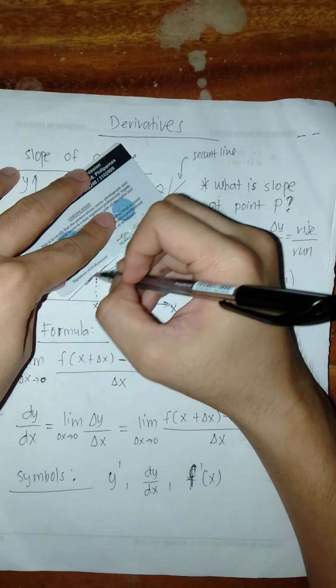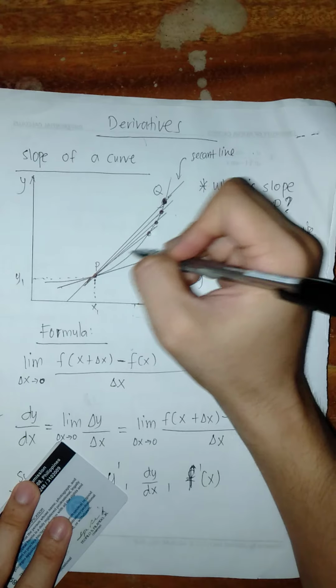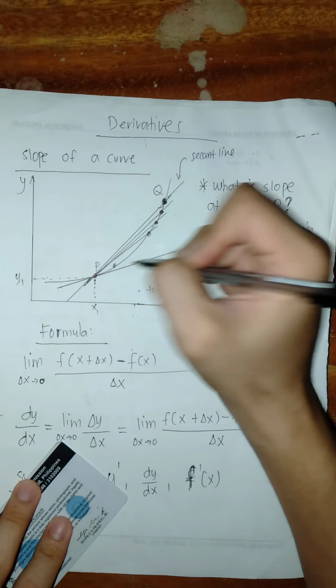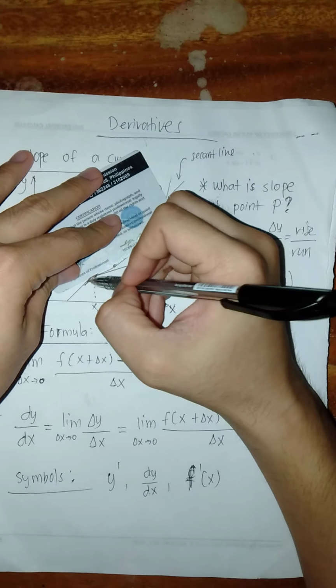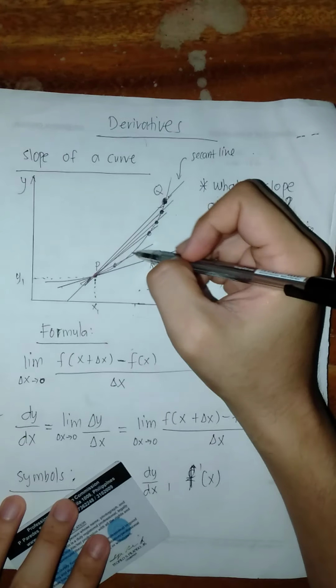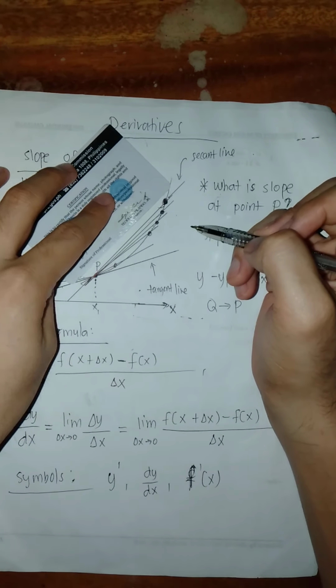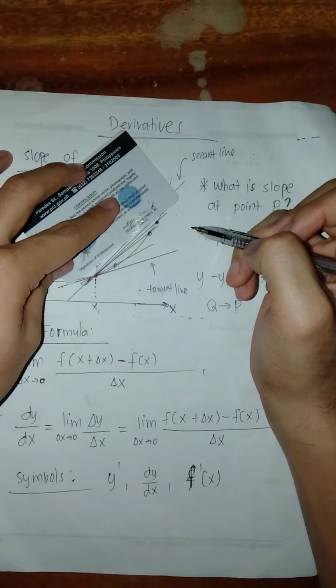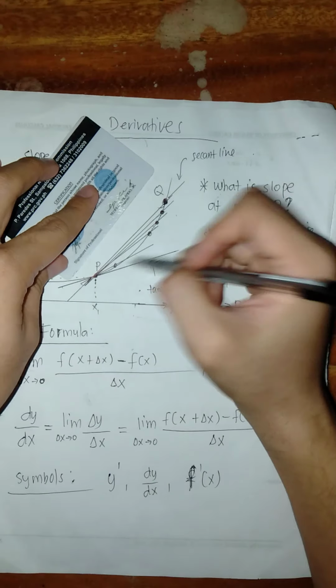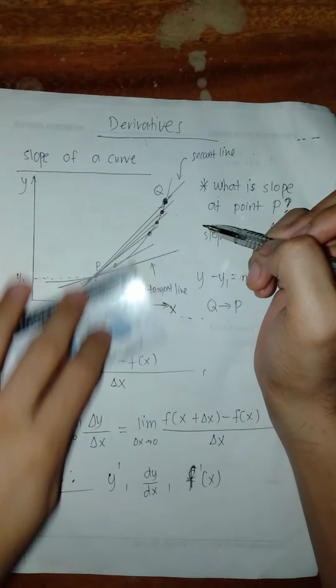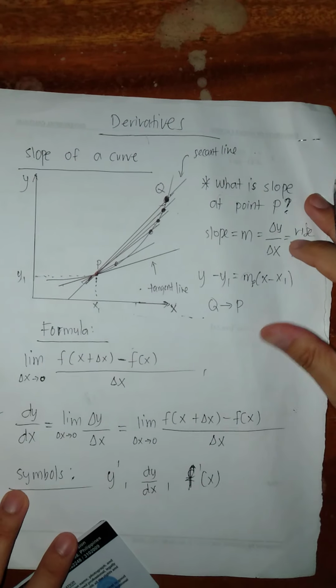Of course, you do that and so on and so forth. Let's say this is the closest. If you notice, guys, this line, our secant line, as you move point Q closer to point P, becomes a tangent line. So that's the concept of the derivative, guys.